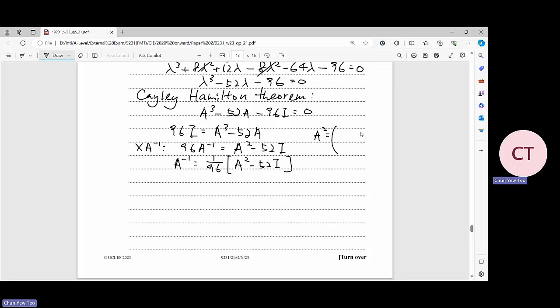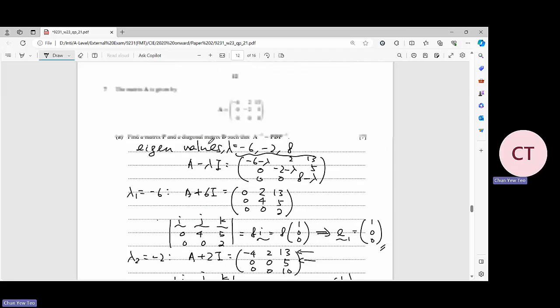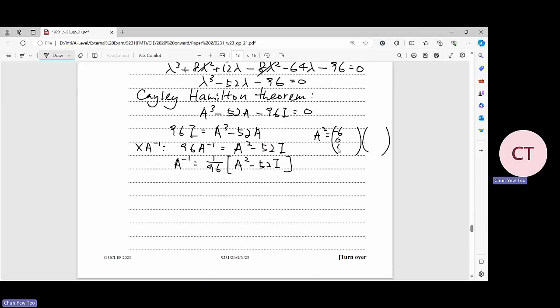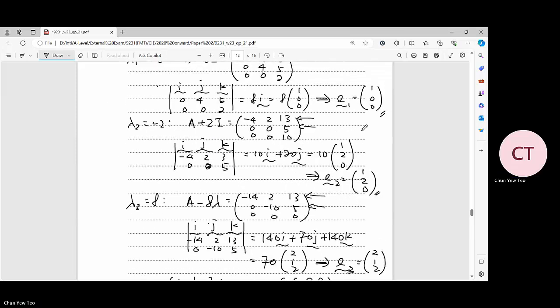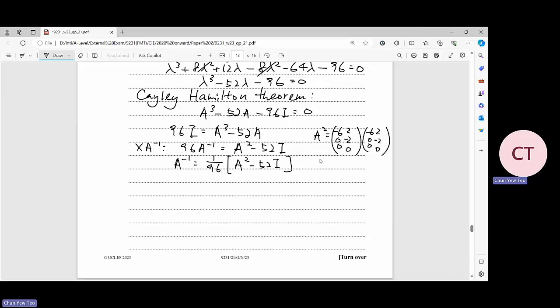So over here, we need to show A squared. A squared is these two matrices multiplied together. So A squared was negative 600 to negative 20, and then 13, 5, and 8. So if you need to show the product of A squared, okay?